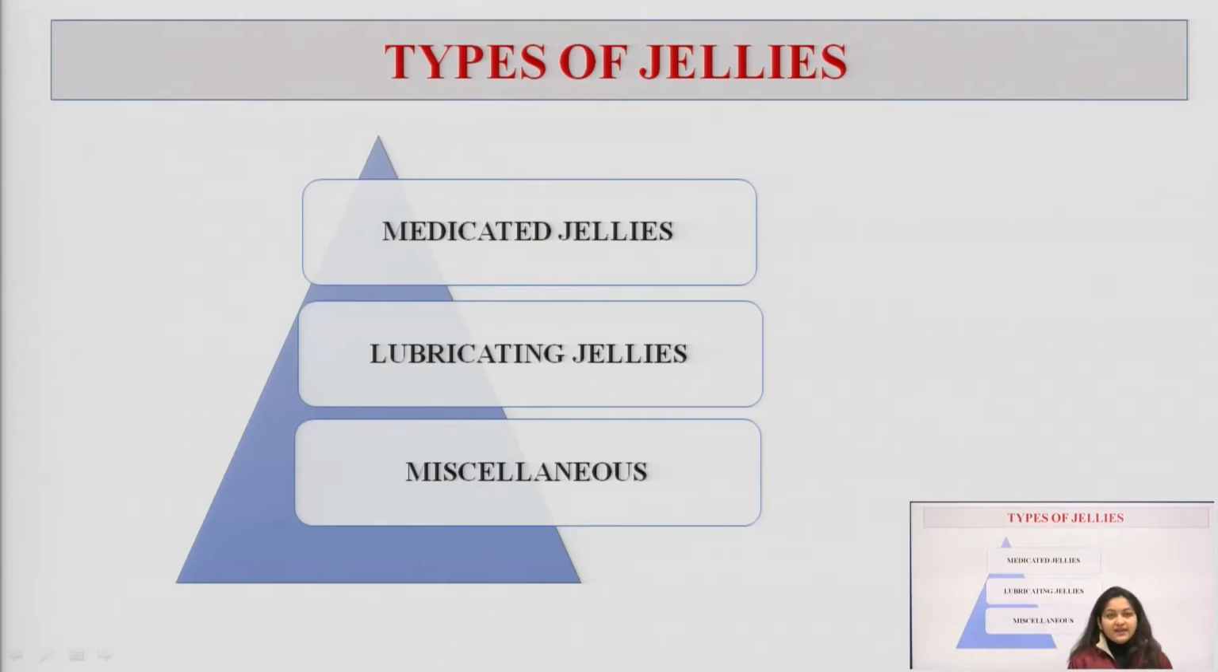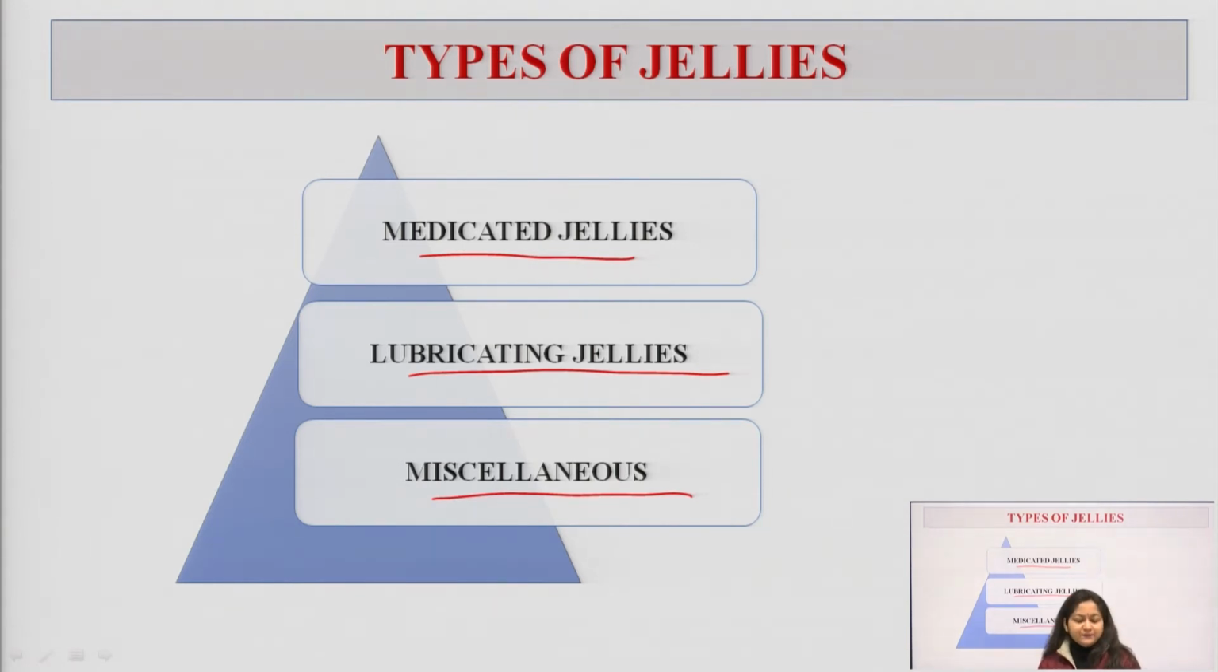Now, let us understand the types of jellies. First is the medicated jelly, another type is lubricating jelly, and the third is miscellaneous. Under miscellaneous, we have many sorts of jellies, for protection purposes, for cosmetic purposes, for enhancing the appearance of hair, skin or other surfaces. That comes under miscellaneous jellies.